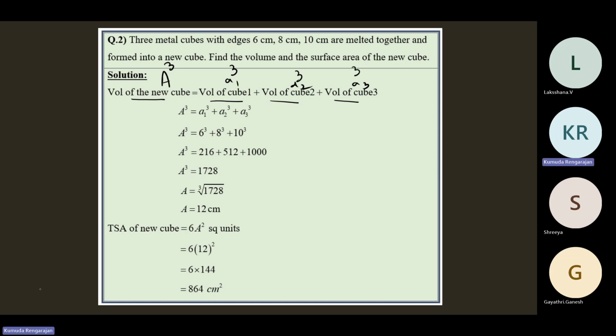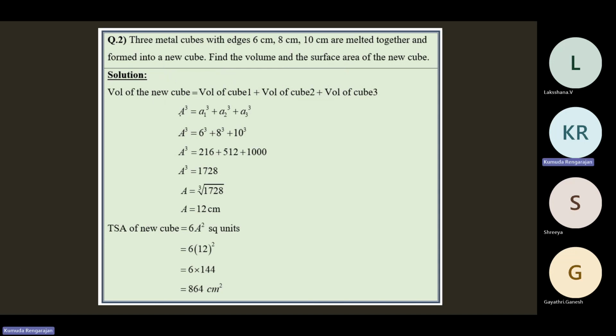Not that you should use A1, A2, A3. You can also use letters like X cube plus Y cube plus Z cube. You can call the edge of this cube X, the edge of this cube Y, the edge of this cube Z, and you can call the edge of the new cube A. So any letter you can use. And cube it to find the volume. You should cube the edge to find the volume.